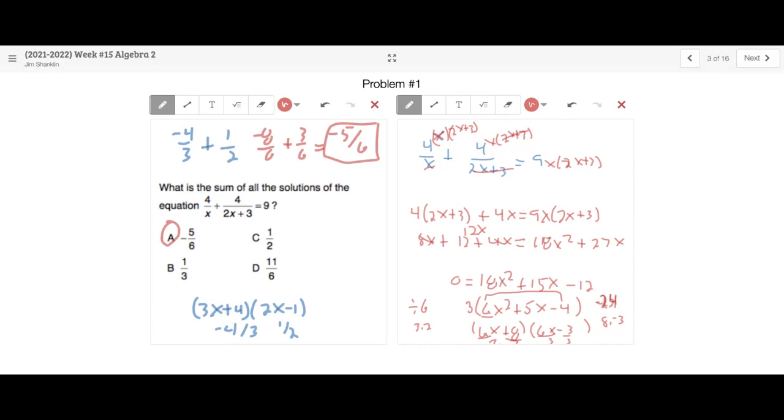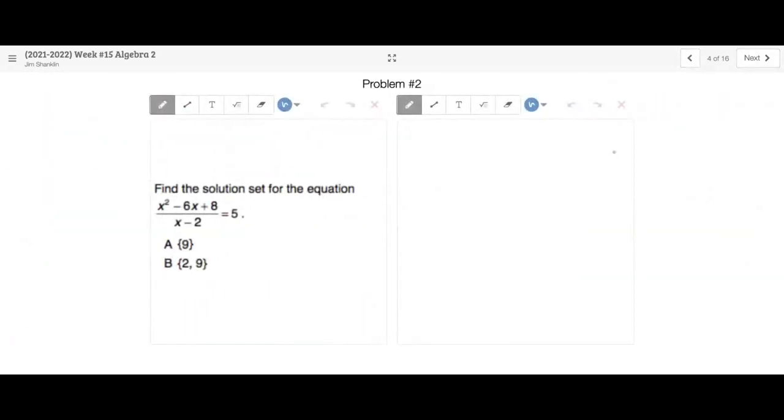All right. Let's go to something a little bit easier. Let's go to problem number 2. It says find the solution set for the equation. There's only 2 answers down at the bottom in the first place. But this one, what are you going to multiply all of your terms by? X minus 2. It's exactly right. This one's going to be a whole lot easier. I'm going to let you guys work on this one by yourselves, okay?